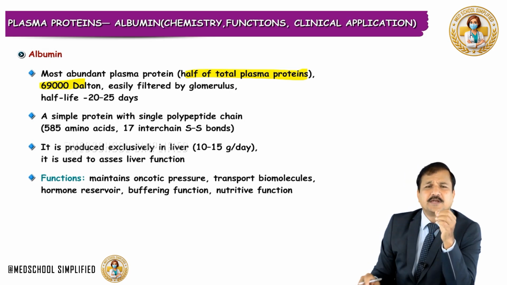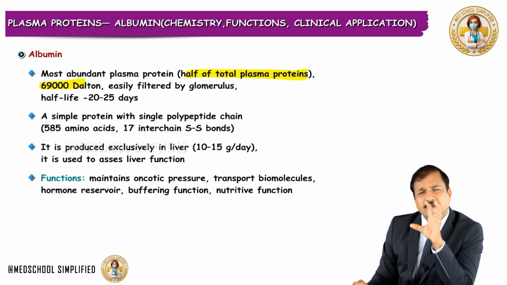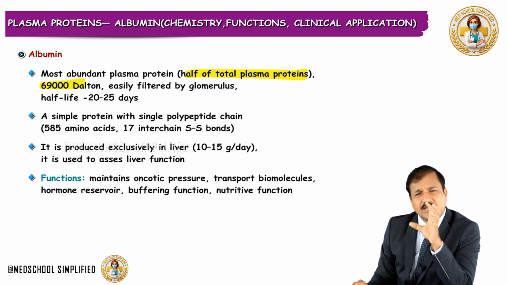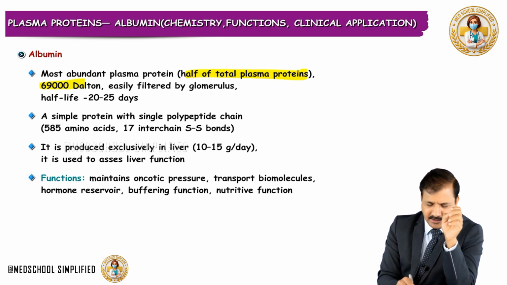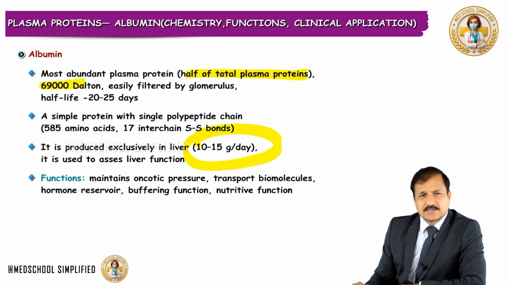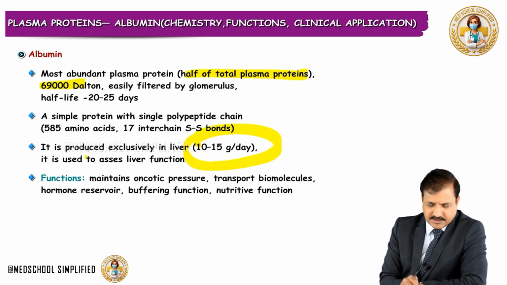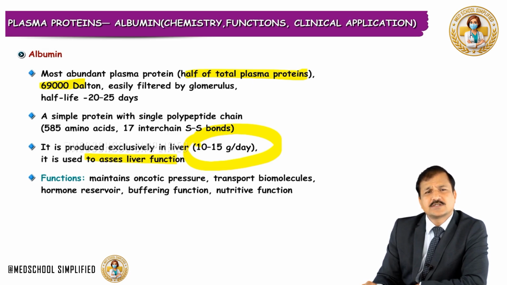Also, albumin is a simple protein consisting of a single polypeptide chain having 585 amino acids, with around 17 interchain disulfide bonds, and it is produced exclusively in the liver. A healthy liver can synthesize about 10 to 15 grams of albumin per day. Because of this, albumin is used to assess liver function. Now let's move on to see some of the functions of albumin.